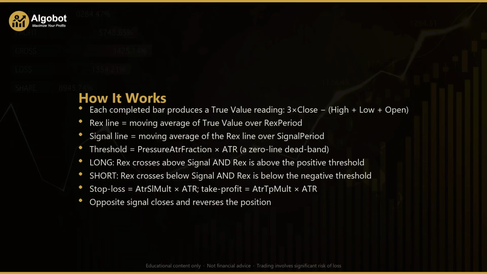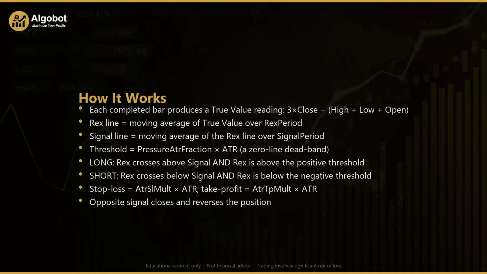Now the decision. The strategy detects a crossover by comparing the current and previous values of both lines. For a long, the Rex line must cross above the signal line, and at the same time the Rex line must sit above the positive threshold. That combination means a fresh upward shift, with buyers genuinely in control rather than the lines simply brushing near zero. For a short, the mirror applies. The Rex line must cross below the signal line, and the Rex line must be below the negative threshold, signaling that sellers have taken over.